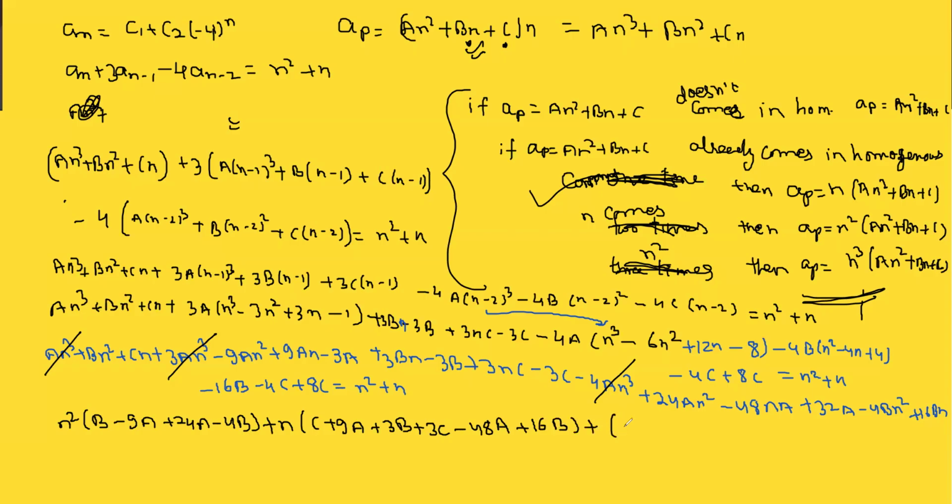Now take constant common. Minus 3a, minus 3b, minus 3c, 32a. Understood? Hello?